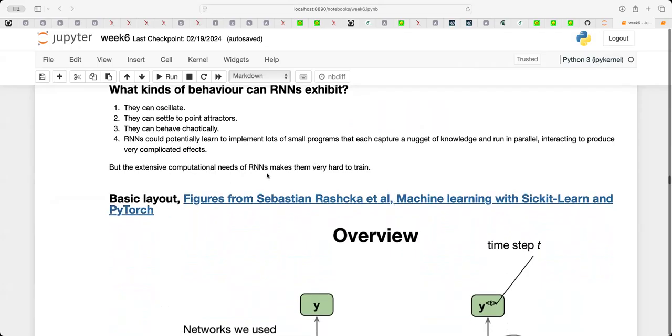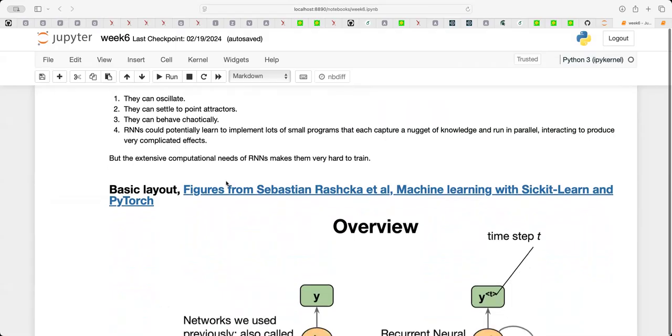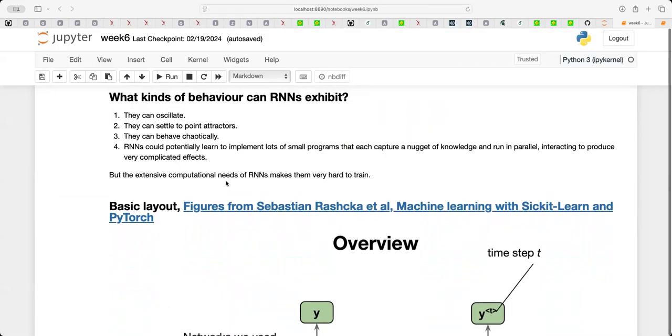The extensive computational needs make them often hard to train, and that's one of the drawbacks of a recurrent neural network. So what I wanted to do is just to break down the pace a little bit and take a look at some basic and simple equations and illustrate the way we are going to set up a recurrent neural network. So this lecture, I want to keep it at this kind of a top-down view of it.